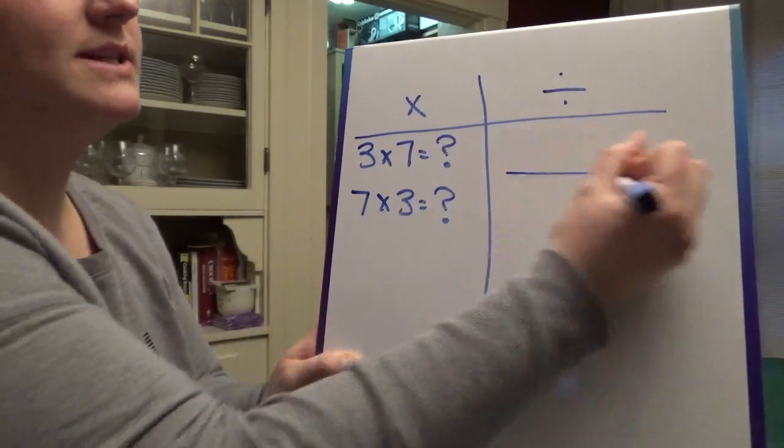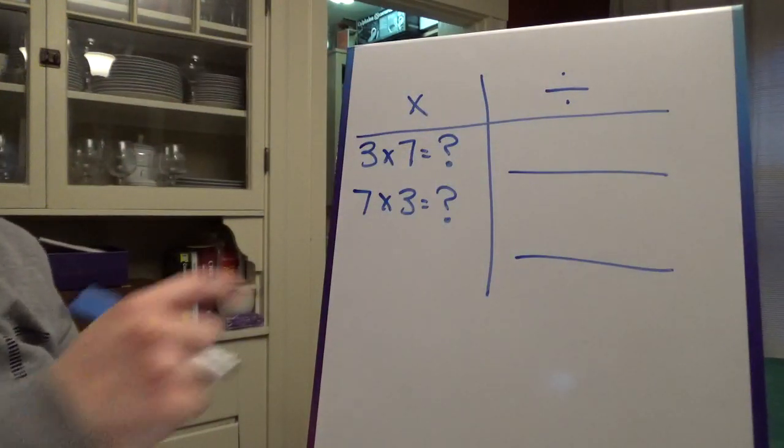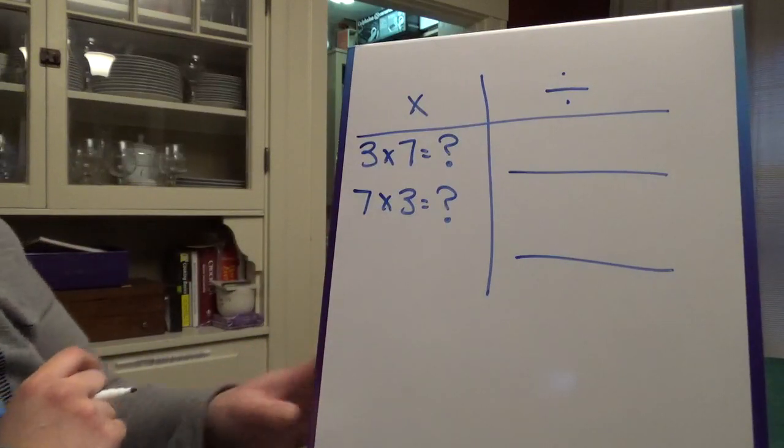And now I want you to take a second, maybe 30 seconds, to figure out the 2 division number sentences that would also match this fact family. Once you're done, we'll go over it.